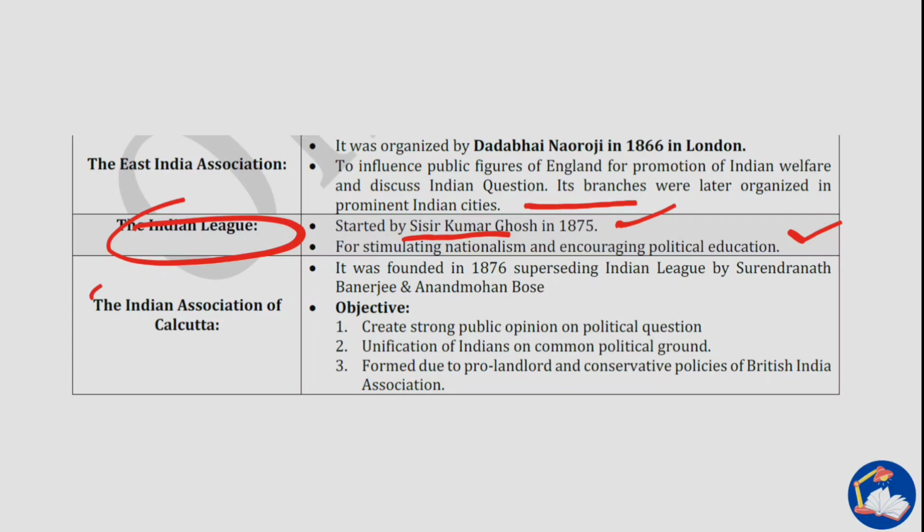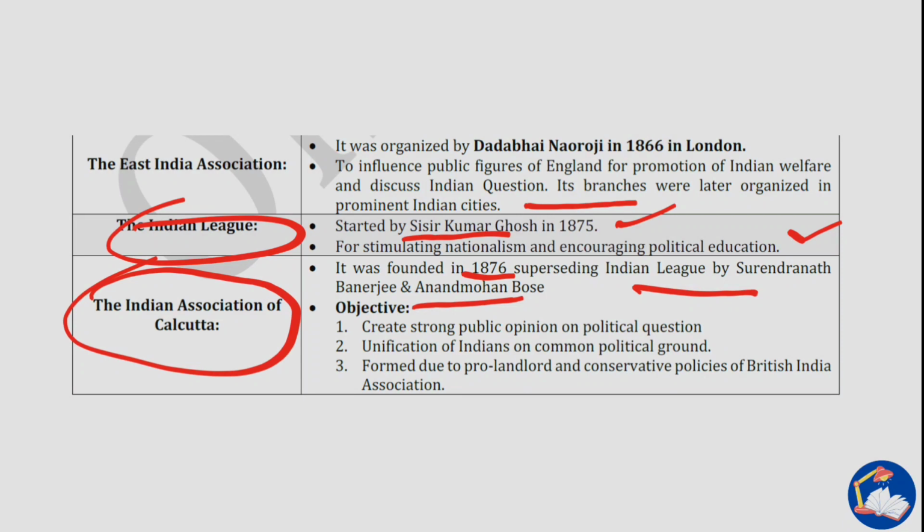Then Indian Association of Calcutta was founded in 1876, superseding Indian League, by Surendranath Banerjee and Anand Mohan Bose. The objective: create strong public opinion on political questions, unification of Indians on common political ground, founded based on the pro-landlord and conservative policies of British India Association.